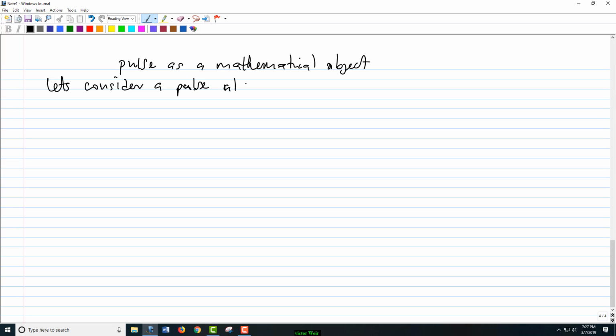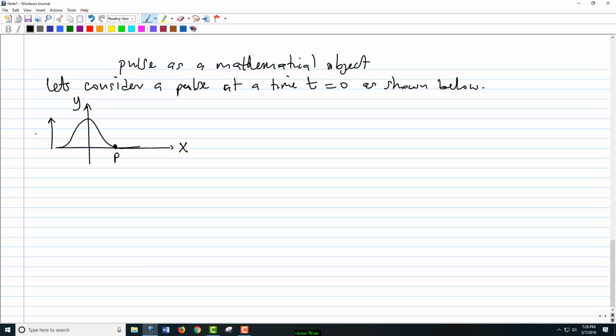Now let's look at the pulse as a mathematical object. Let's consider a pulse at a time t equal to 0, as shown below. So we can draw a graph as shown below. This is the y-axis and that is the x-axis. And we can draw a pulse as shown with a point P, which is a point on the string. This is called the amplitude A.